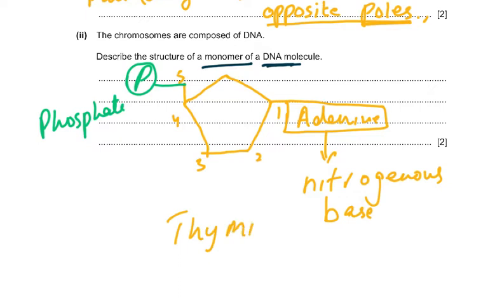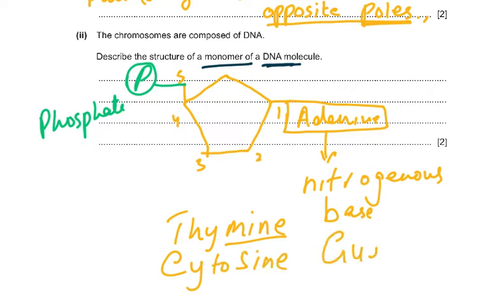Please get the spelling right. Thymine is thymine, and cytosine is cytosine, and guanine is guanine. So these are the 3 names. Please get the spellings right.